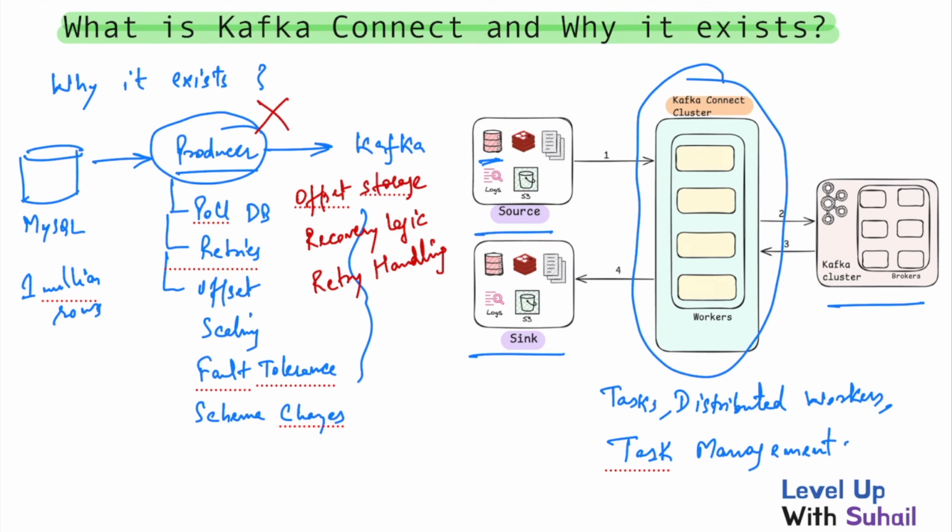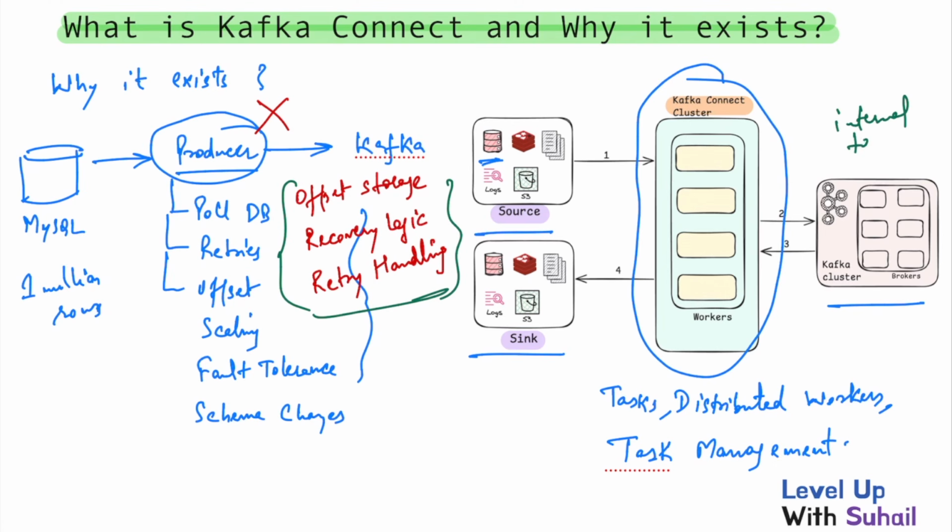But Kafka Connect already does all this via some internal topics. What Kafka Connect does is create some internal topics inside the Kafka cluster where it stores the offsets and also the status of the job so that the distributed coordination can be done easily. And also Kafka Connect already provides so many connectors. For MySQL, it provides one connector.